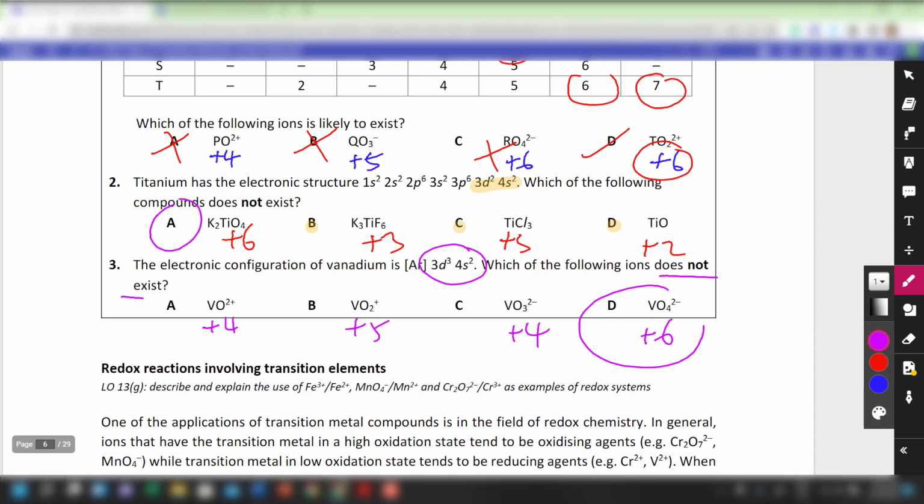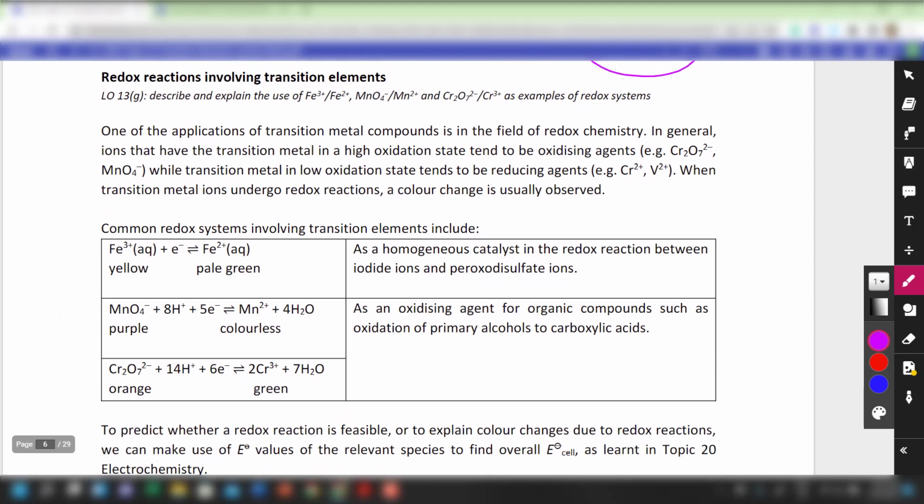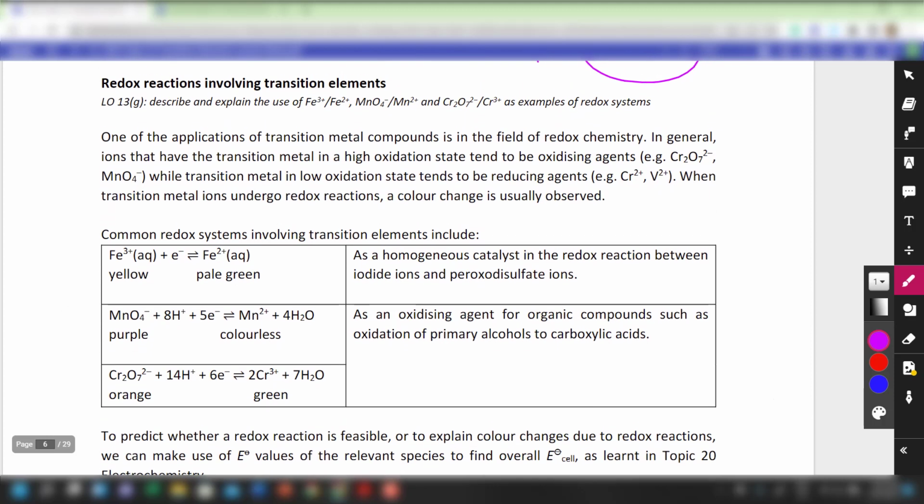Then next we have the next mini section, redox reactions involving transition elements. So this is one of the learning objectives. You are supposed to describe and explain the use of iron 3, iron 2, this particular pair, permanganate, manganese 2, and dichromate, chromium 3 as examples of redox systems. I do believe that you are very experienced in this in JC1. So again, we can just briefly run through it.